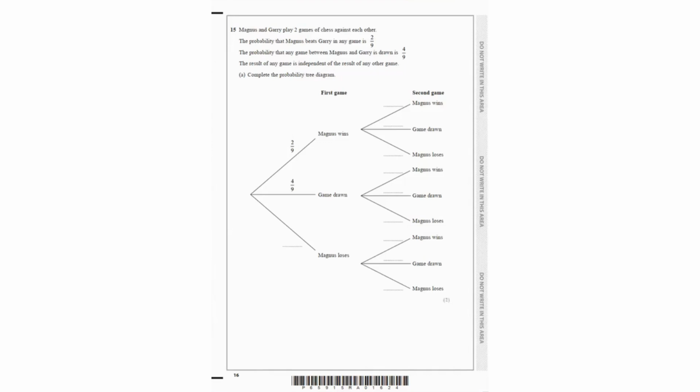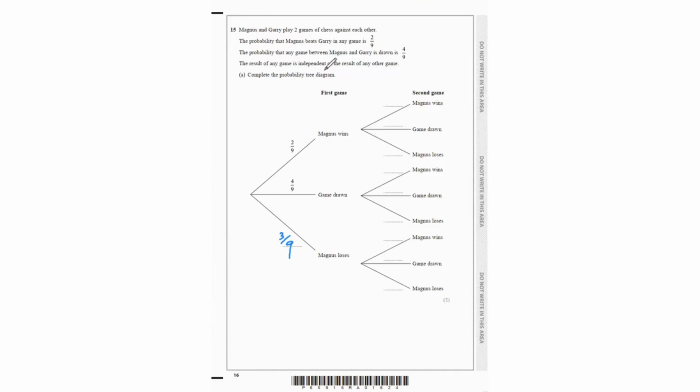So if Magnus wins, the probability is 2 over 9. If the game is drawn, that's 4 over 9. And if he loses, that's going to be 3 out of 9. Because if we add these up, that's 6 out of 9. So 1 minus 6 out of 9 is 3 out of 9.